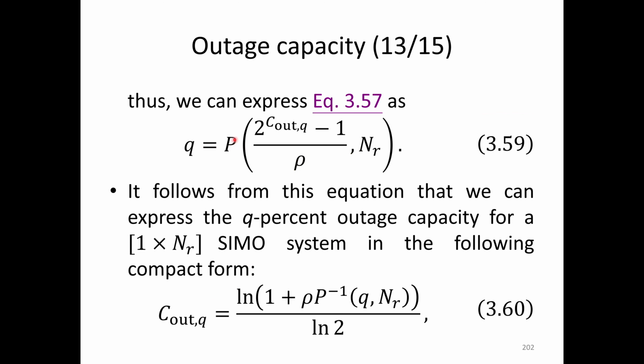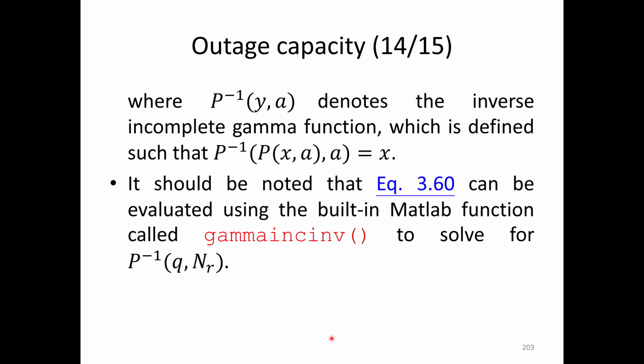So q is equal to P of 2 to the power of C out q minus 1 over rho, nr. It follows from this equation that we can express the Q% outage capacity for a 1 by nr SIMO system in the following compact form. C out Q is equal to natural log of 1 plus rho times P inverse of Q, nr over natural log 2. Where P inverse of y, a denotes the inverse incomplete gamma function, which is defined such that P inverse of P of x, a, a is equal to x.